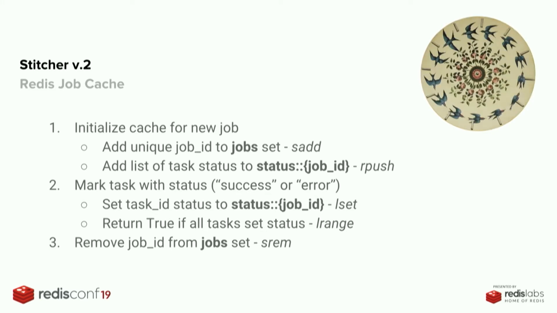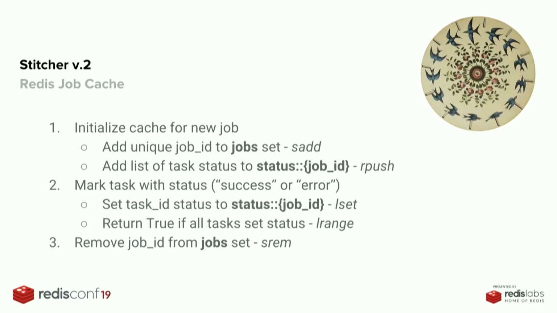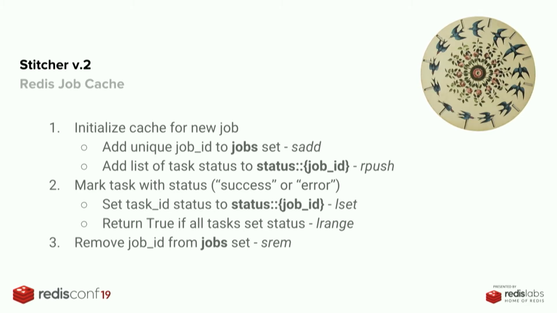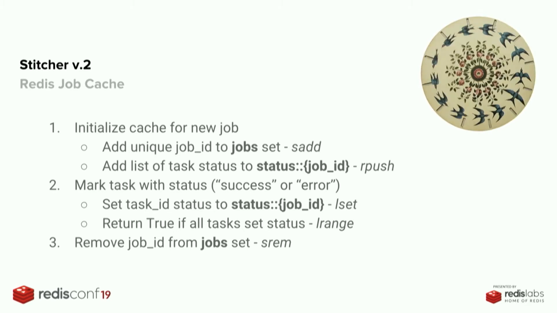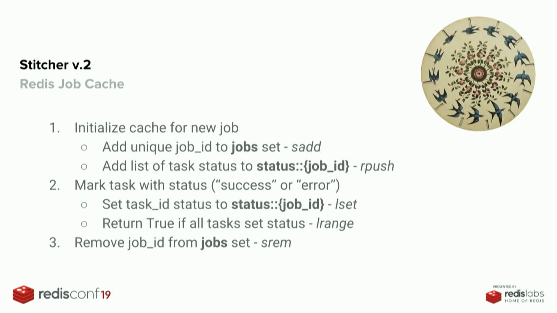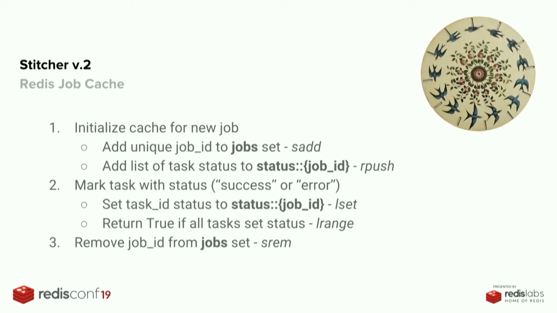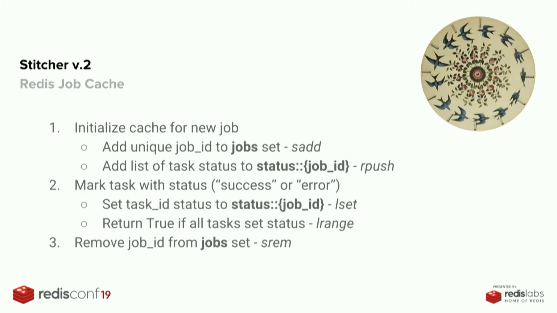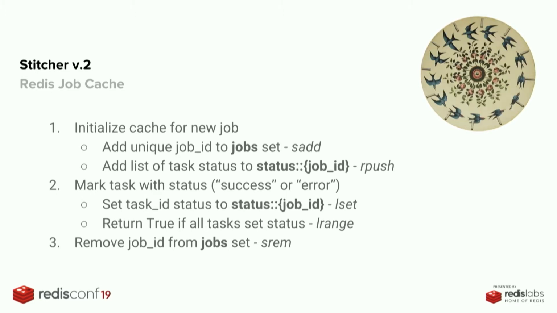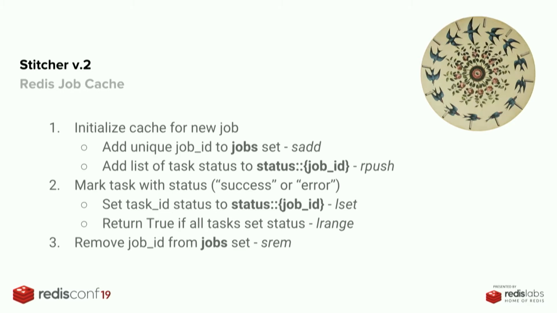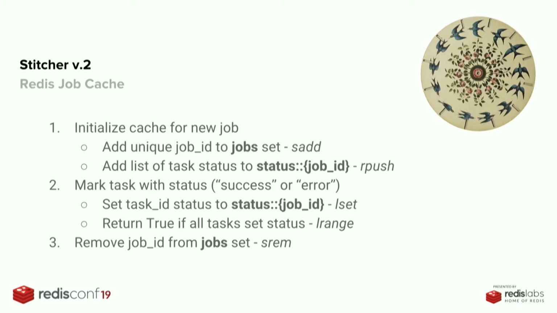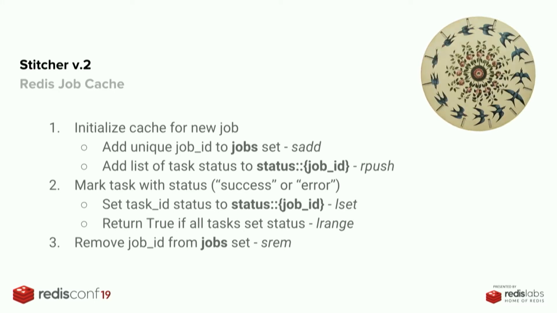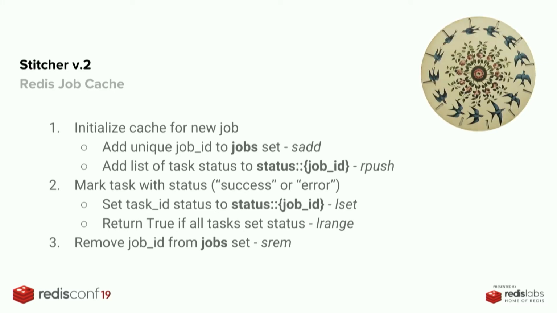So we first initialized the cache for a new job, and we add a unique job ID to the jobs set using the sadd command. We also add a list of task status using the rpush. So we have a key called status job ID, and we push that out there. So that is a list of all the tasks.